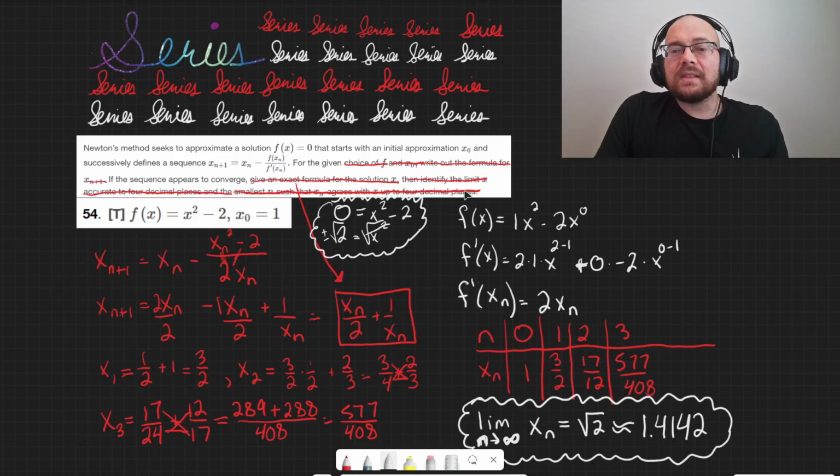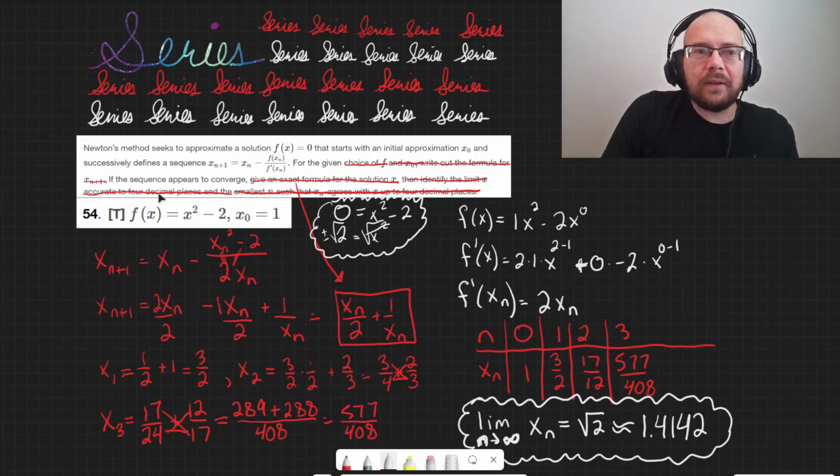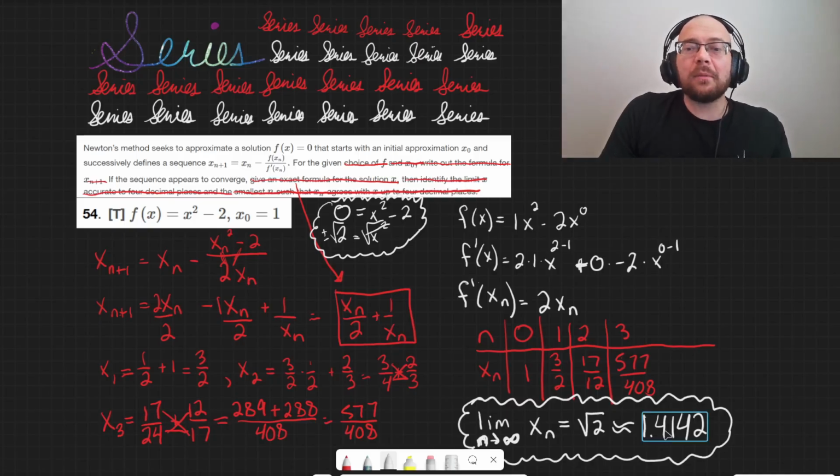So, identify the limit x accurate to 4 decimal places. The limit accurate to 4 decimal places would be 1.4142. That is 4 decimal places. It rounds down to 2.